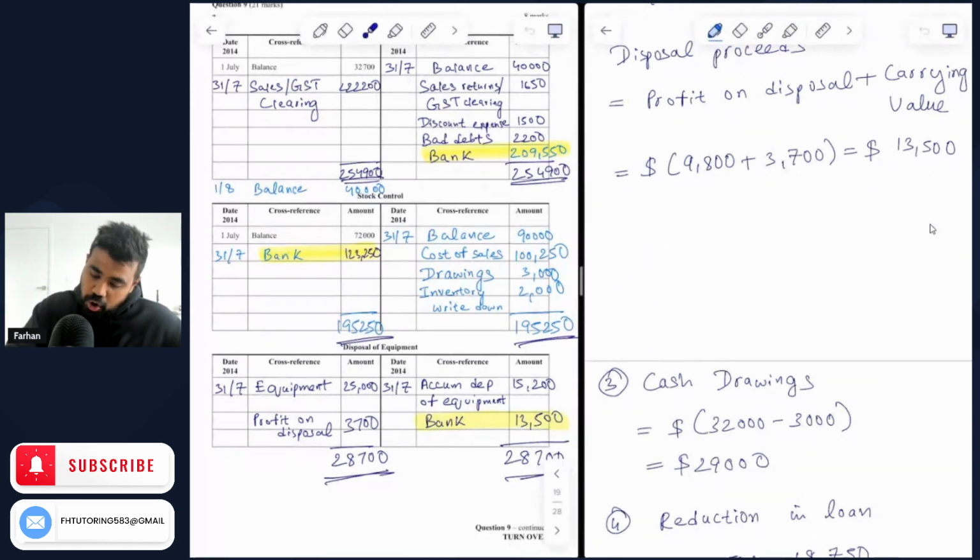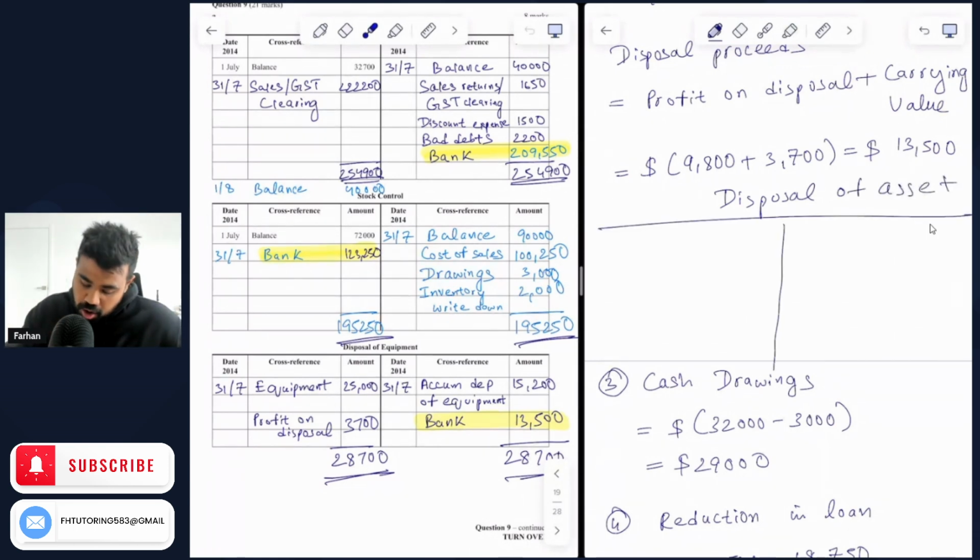So let me show you the disposal of equipment format. Let's just say a disposal of asset. How would we normally prepare the disposal account for an asset? So this is in general. Whenever we are disposing an asset, let's say 31st of July is referring to the end of a period. On the debit side, we show the asset at cost. And on the credit side, we show the total depreciation of the asset.